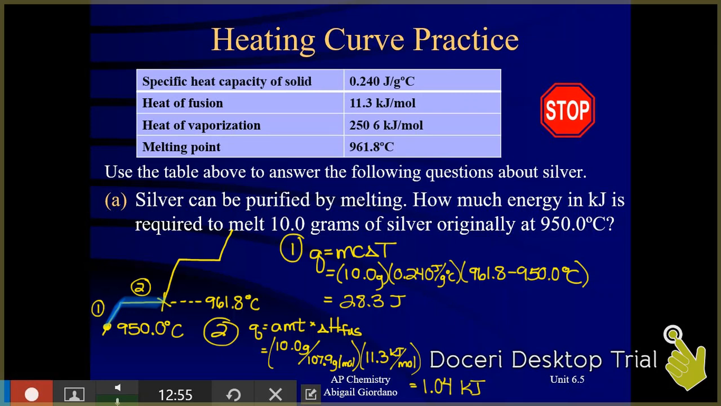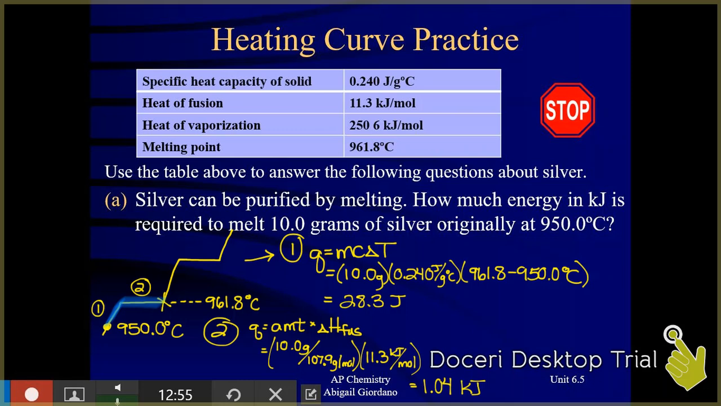So I went through 2 steps on that stair-step curve, and I labeled the first step as step 1 and the next step is step 2. Now look at the math. Right here, step 1, since I was on a slant and there was a change in temperature, I used MCAT, the mass, the specific heat capacity, and the change in temperature, final minus initial, and I got a value for Q. So that was the heat required, absorbed, to take the silver from 950 up to 961.8.